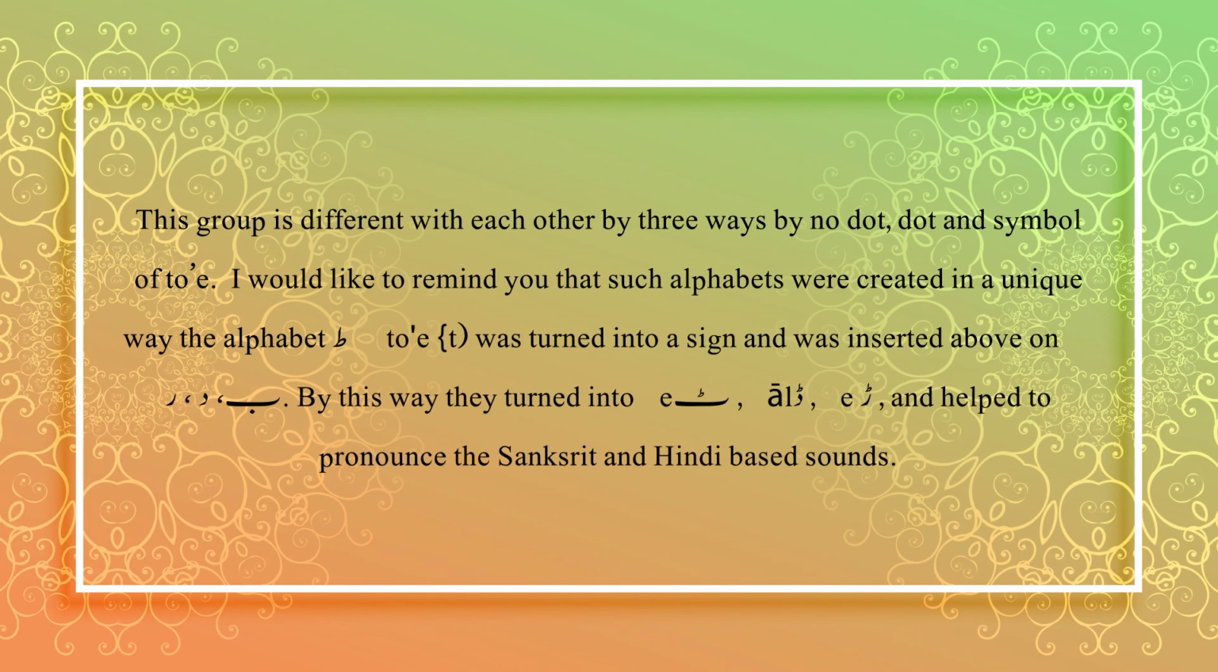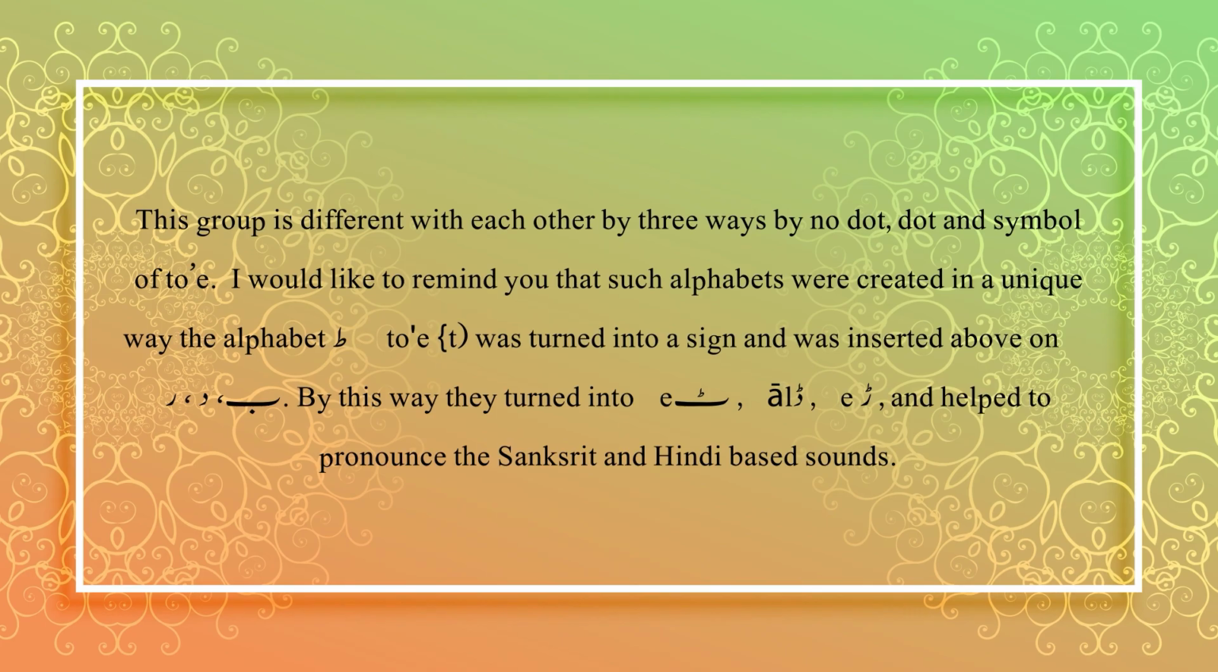Okay, this group is different from each other by three ways. One way is by no dot. We have an alphabet here that has no dot, that is DAAL itself. And second, by dot. We have an alphabet here that is different from DAAL only by dot or nukta, which we call nukta. Nukte se DAAL और DAAL में फर्क है.